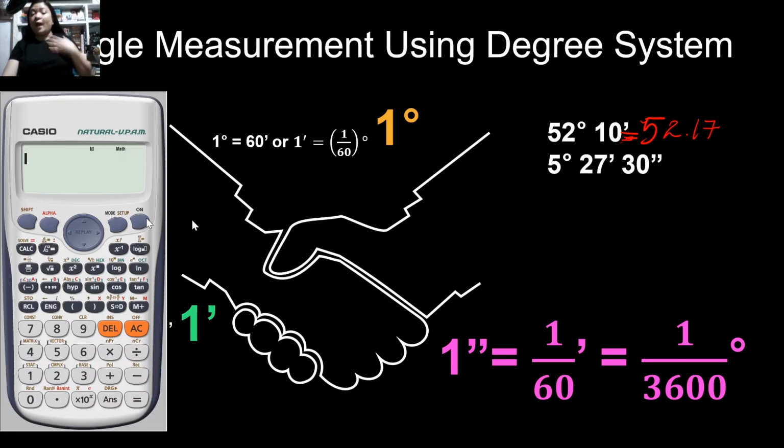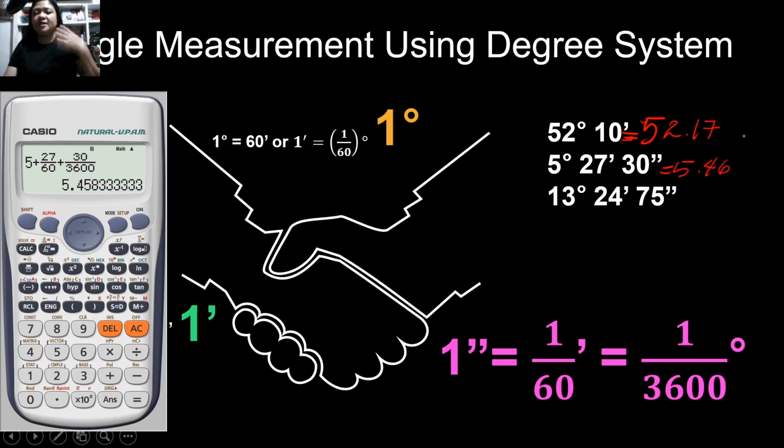0.17. How are we going to write 5 degrees, 27 minutes, and 30 seconds in decimal form? 5 degrees will still be 5 plus 27 minutes will be written as 27 over 60 because 1 minute is 1 over 60 degrees plus 30 over 3,600 because 1 second is equal to 1 over 3,600 degrees. We can round it off into two decimal places as 5.46.